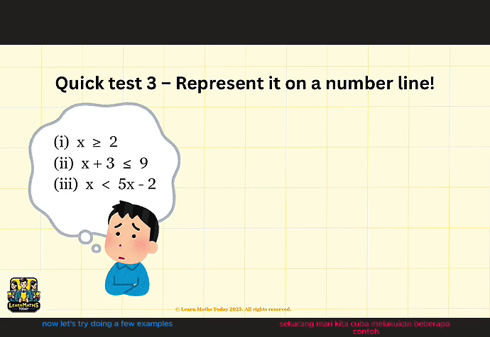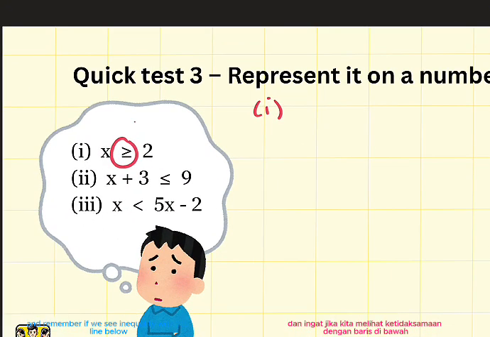Now let's try doing a few examples. Please pause the video if you are trying it out. If not, I will just go through. So let's look at part 1. It says here x is greater or equal to 2. And remember, if we see an inequality with the line below, we use the closed dot.